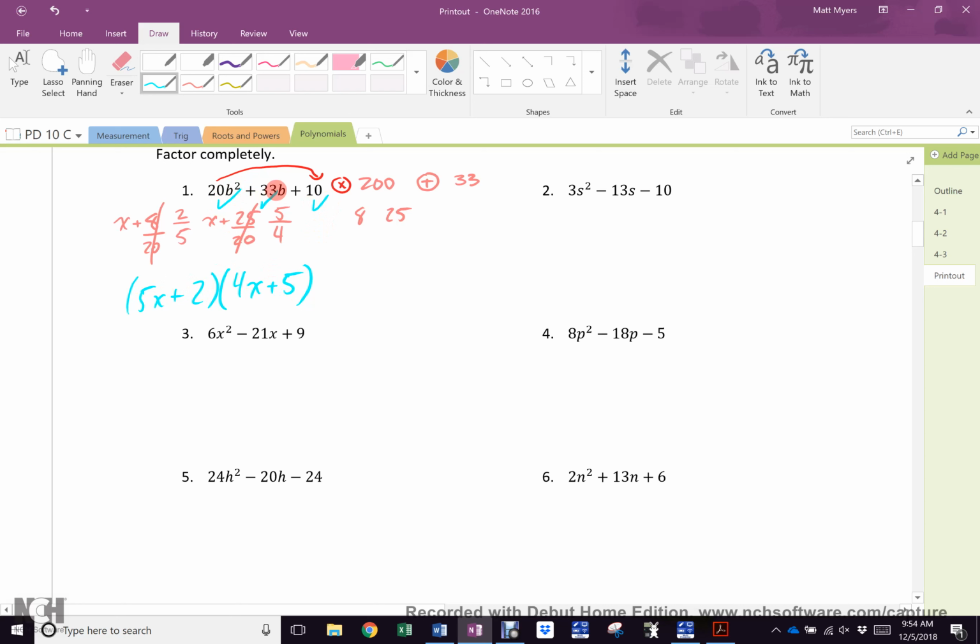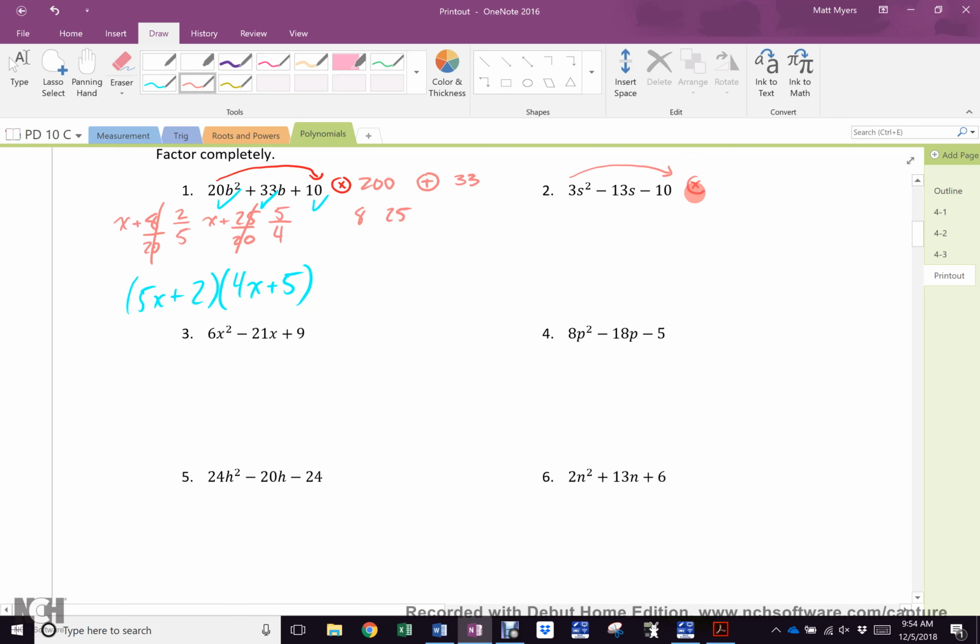So did we do it right? Is there ever a reason to hand me in a wrong answer in a factoring question? No. Why? Because you can check it. Look at the next one. What bothers me? The 3. Can I divide it out? No. So what do I need to do?